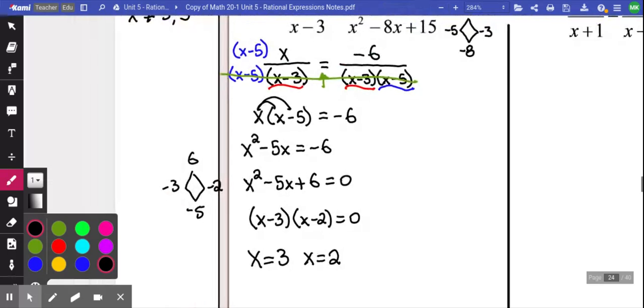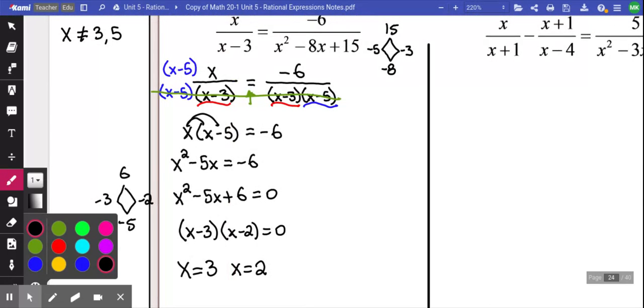If you look at your NPVs, we have a problem. We said x cannot equal 3. Now we're saying it does equal 3. That is a contradiction. You can't contradict your NPV. This is an extraneous solution. So put an x through it so that you're denying it and you're saying, no, I know that's wrong. And then put a box around your good answer.